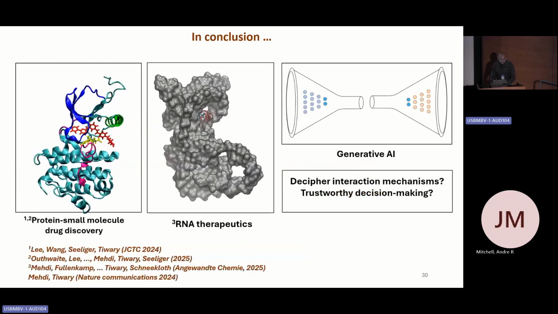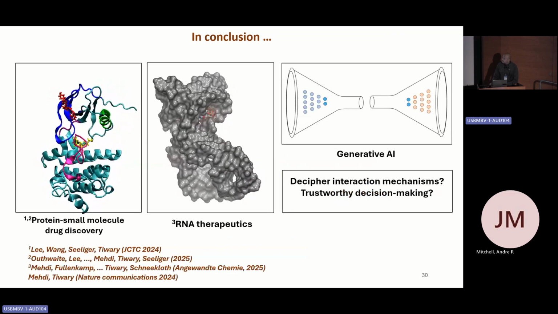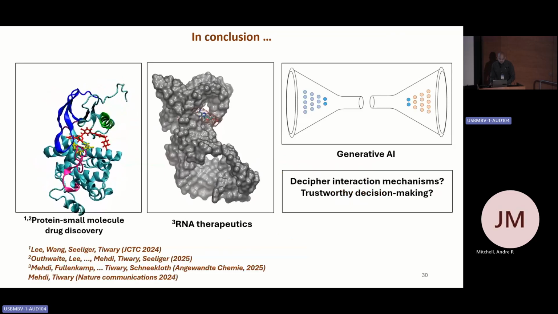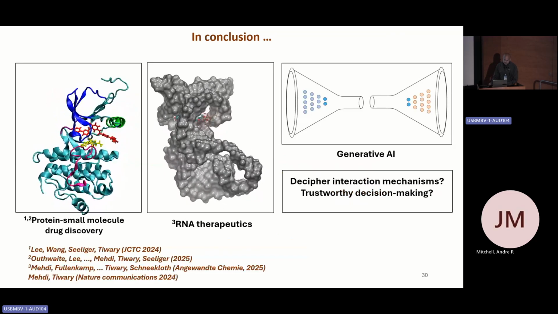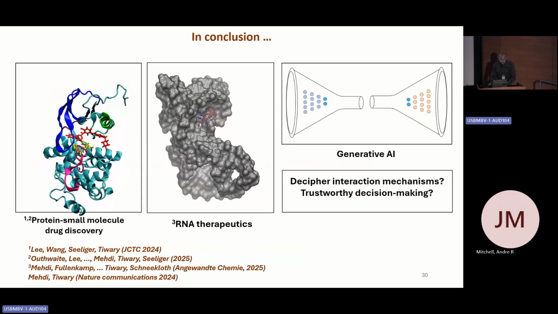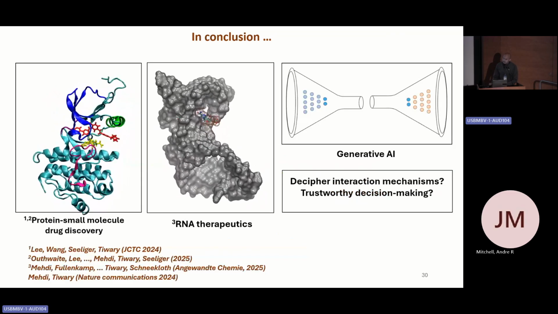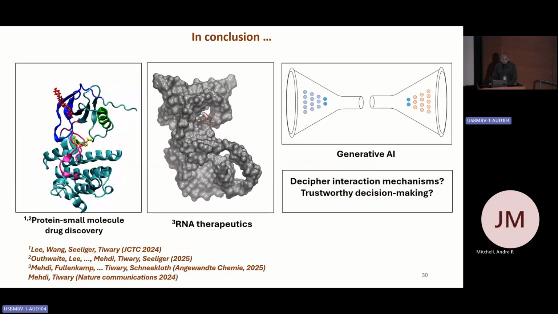So in conclusion, I tried to give you an overall idea of how we are doing enhanced sampling to observe interesting events. And I showed you applications for both RNAs and proteins. I also talked about how we can harness information about interaction mechanisms and feature importance out of your trained model.